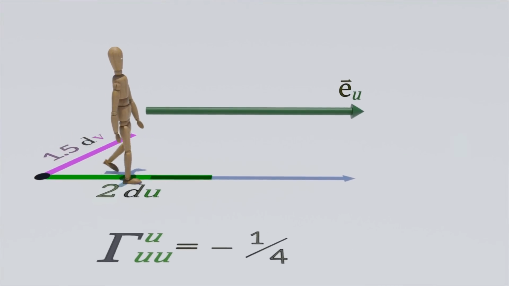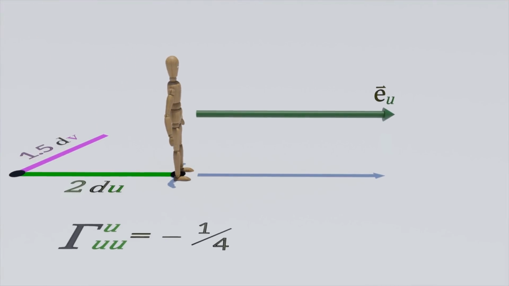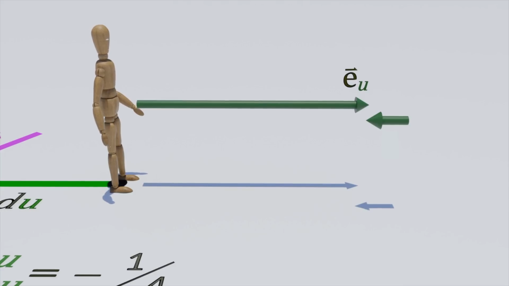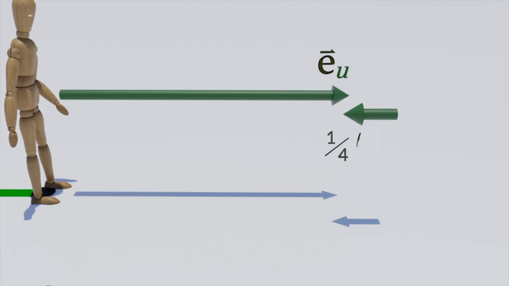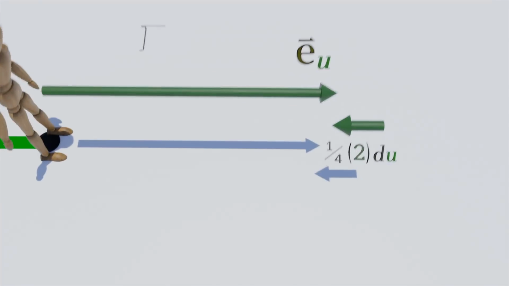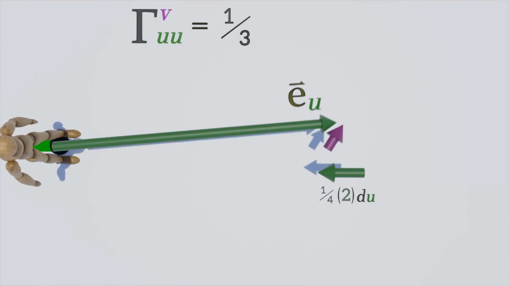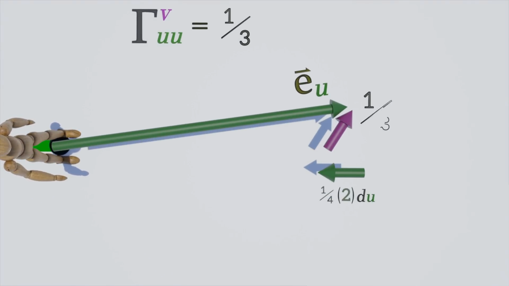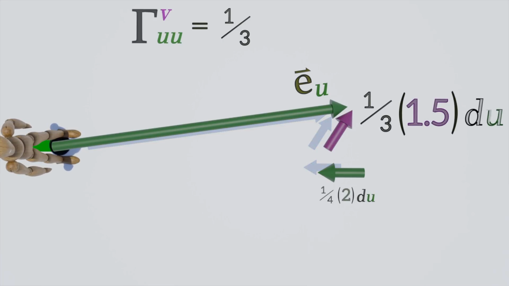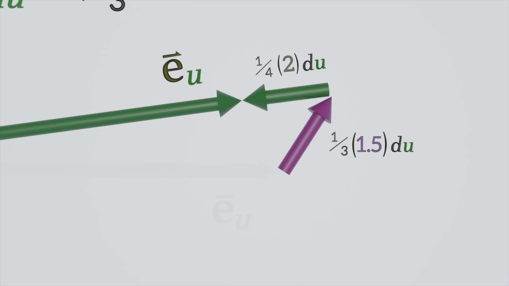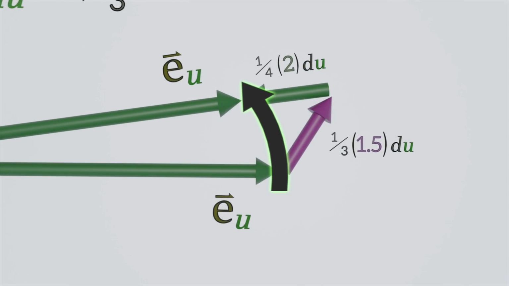that their EU basis vector shrank in the EU direction by an amount equal to 1/4 times the length of the EU vector times du, while gamma VUU tells them that it also picked up a component in the EV direction equal to 1/3 times the length of the EV vector times du. The new EU basis vector thus points in this direction relative to the old.